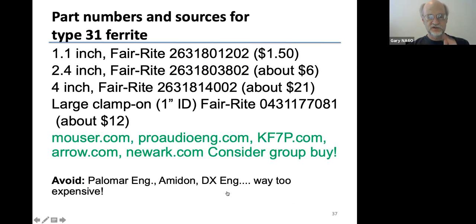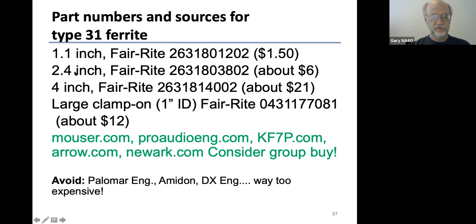I also have some references here. These are part numbers and sources for some of our favorite ferrite materials for making chokes. And these are some good sources. A lot of the good industrial sources of components are recommended. The prices are good. Avoid highly advertised Palomar Engineering. It's way overpriced. DX Engineering is even worse. Amidon also is another one. For the same thing, they'll charge anywhere from 2 to 4 times the price that you should pay for these components. So these chokes are actually very affordable.